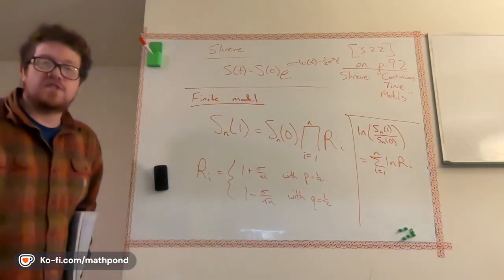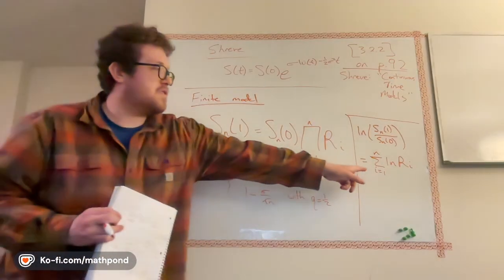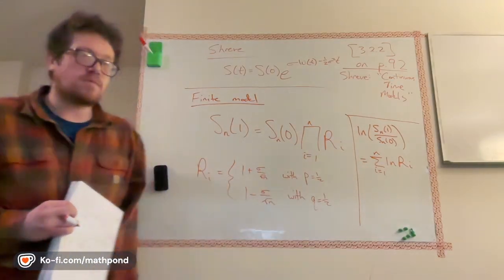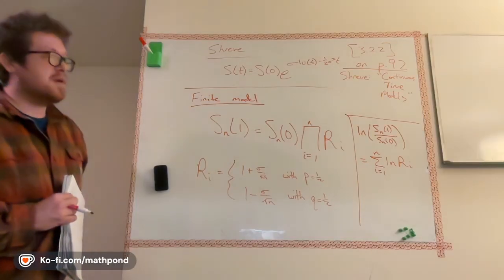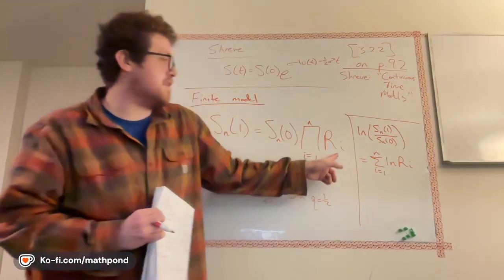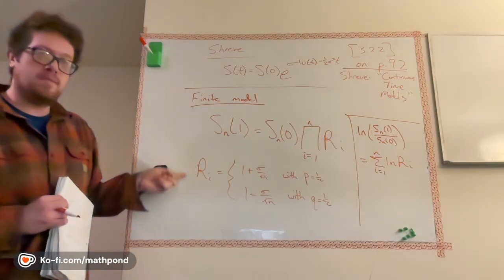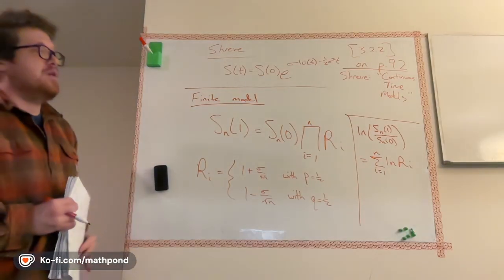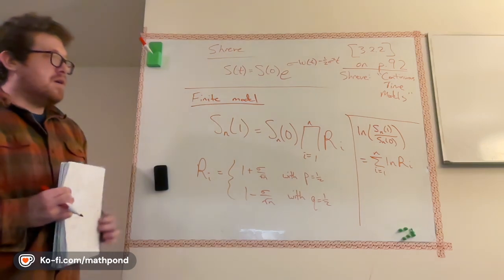Okay, and then we want to use central limit theorem on this sum, because all the Ri's are identically distributed. They all have this same distribution.